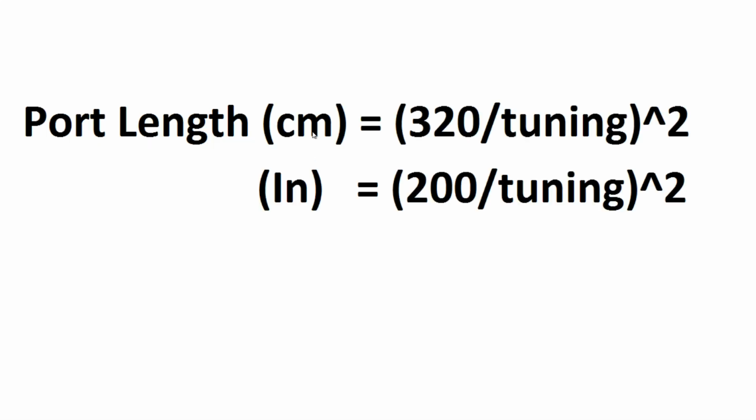So back to the equation. What exactly is the equation if you don't want to download WinISD, which is fair enough? Here we have two different ones, port length in centimeter. It's 320 divided by tuning squared. And in inches, it's 200 divided by tuning squared. Now, these are both ballpark numbers.